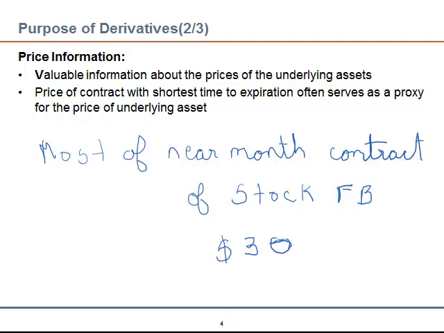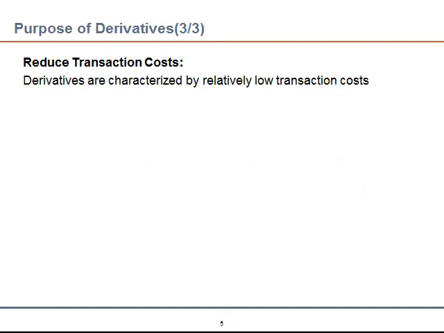Another purpose of derivatives is that they reduce the transaction cost. Derivatives are a form of insurance, but if the insurance against price risk comes at a huge cost, then it would not be viable. But derivatives are highly leveraged and they help in reducing our transaction costs and price risk to a great extent. This is another important purpose of derivatives.